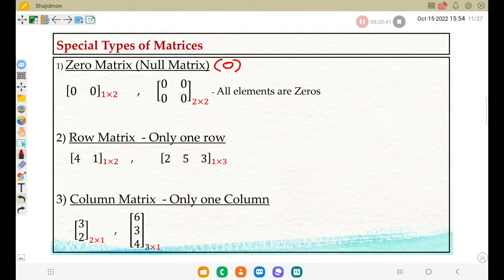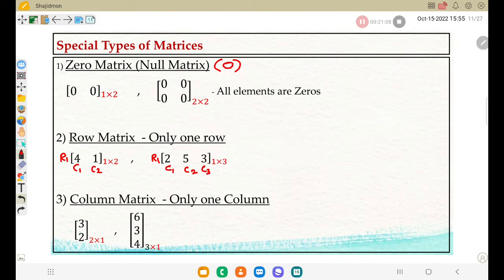Now, second one, row matrix. Row matrix means a matrix having only one row. For example, matrix 4, 1. See, only one row but two columns. Correct? Row only one. But here column number 1, column number 2. So only one row. That type of matrix we call a row matrix. For example, here one row but 3 columns, a 1 by 3 matrix. Only one row.